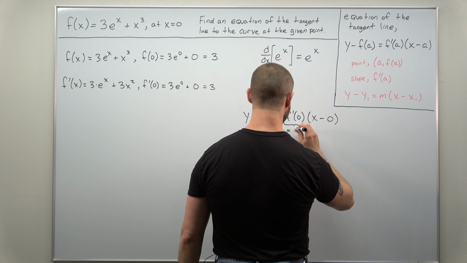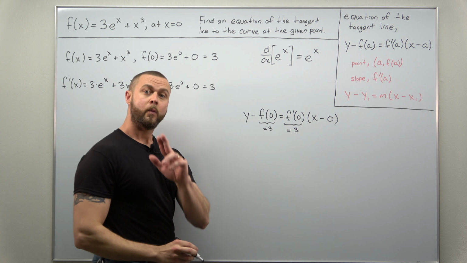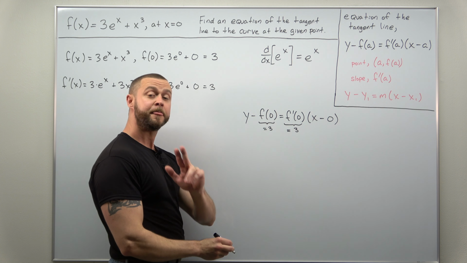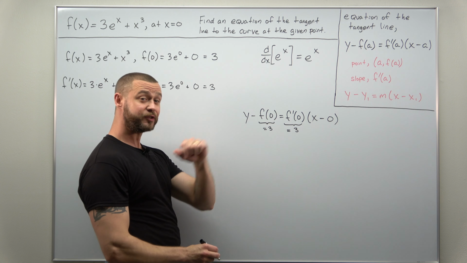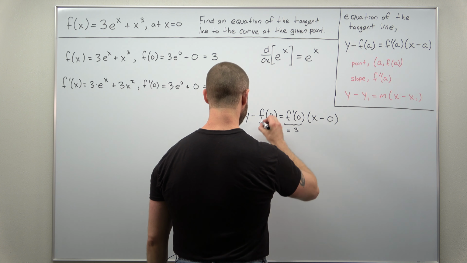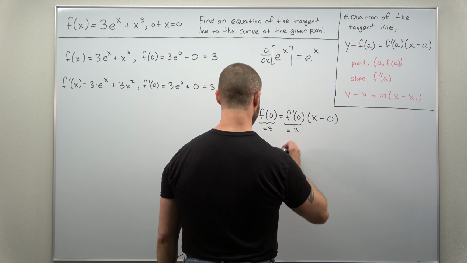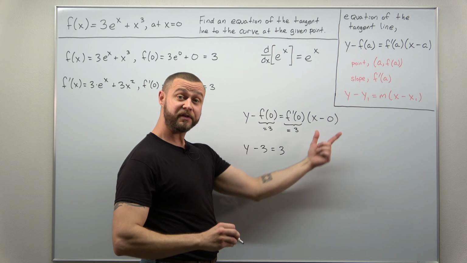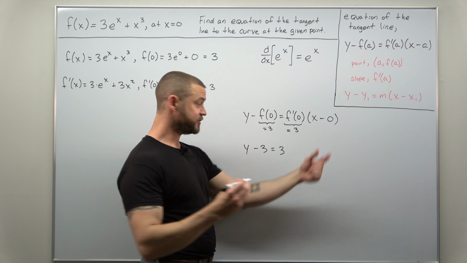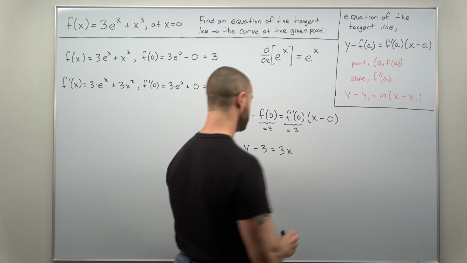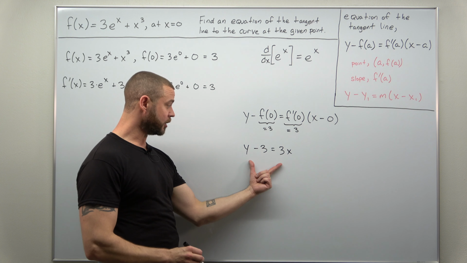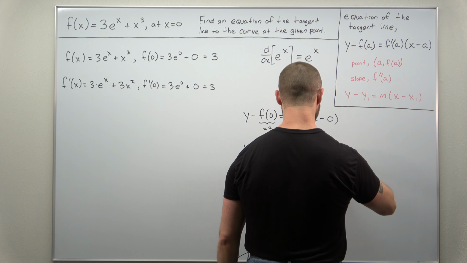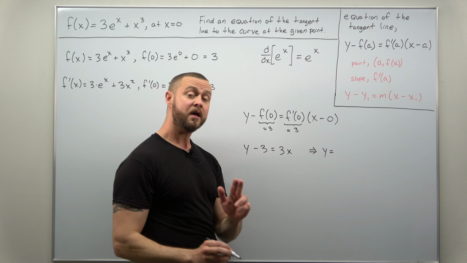So if we plug that in right here, what we get for the equation of our tangent line, written in point slope form, is y minus 3 equals 3x. We don't need the minus 0 in parentheses. We can just write this term here as just x. And that's very easy to solve for y. Just add 3 to the other side. And it looks like we get the equation for our tangent line in here.